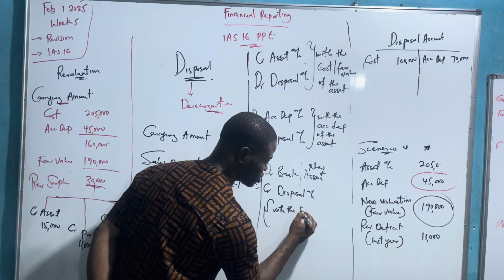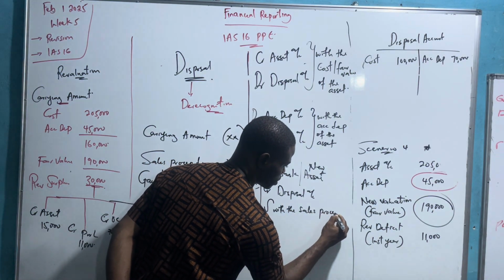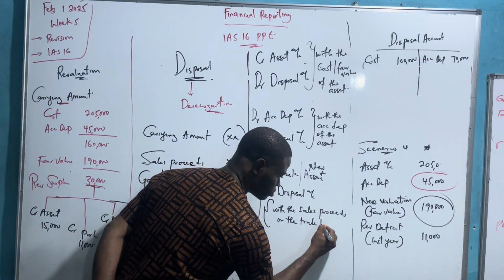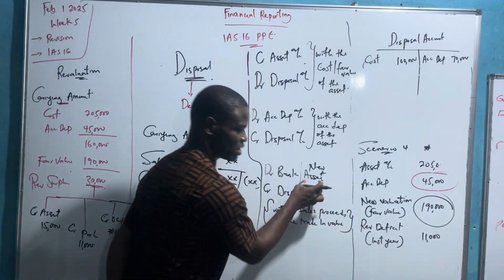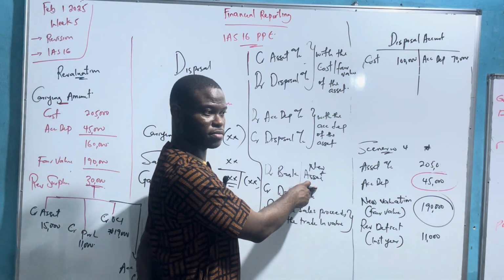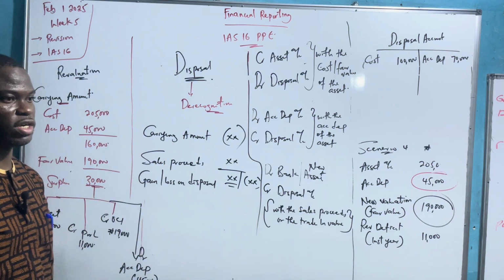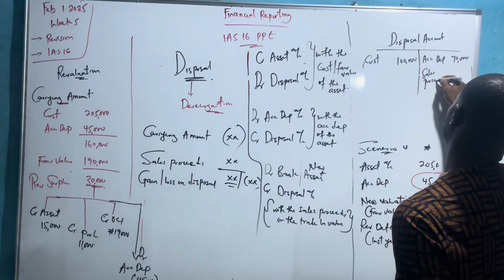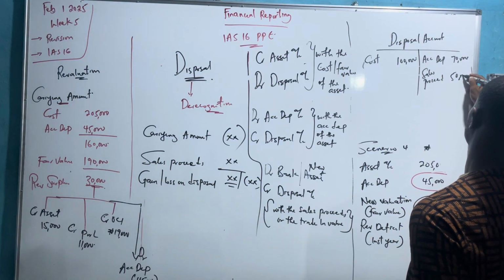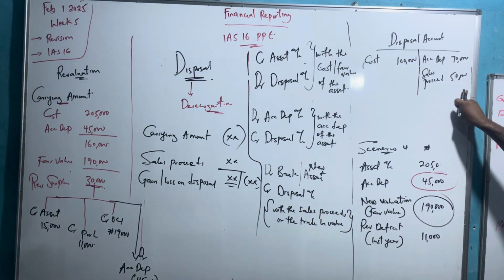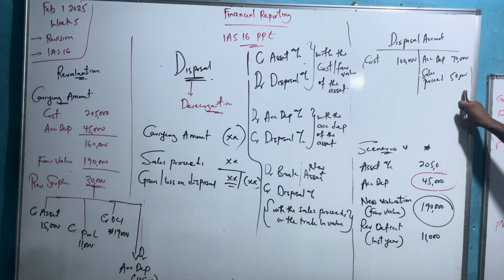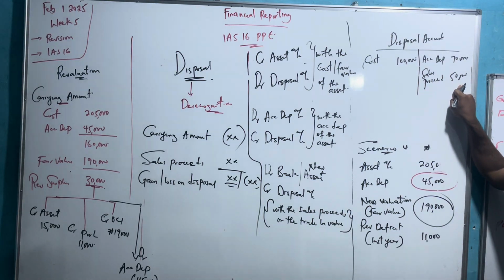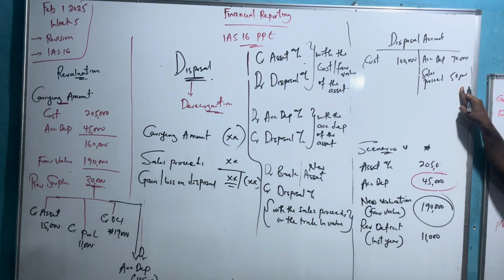With the sales proceeds or the trading value of the asset, like the value of the new asset. That's as good as saying sales proceeds here. Let's say this is 50,000. In this case, you'll be making a gain. The carrying amount is 30. How much did you collect to sell? 50. You are making a gain of how much?